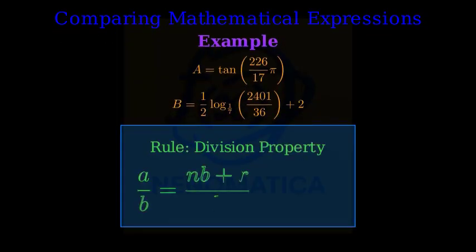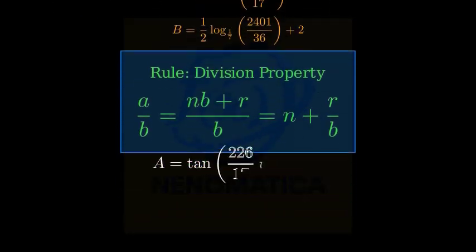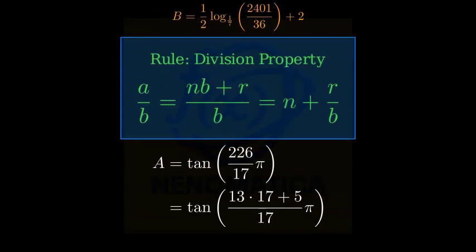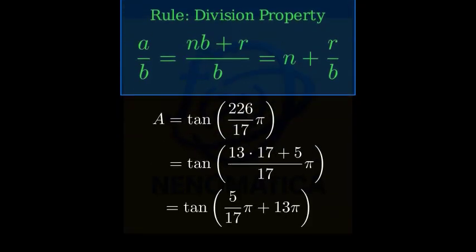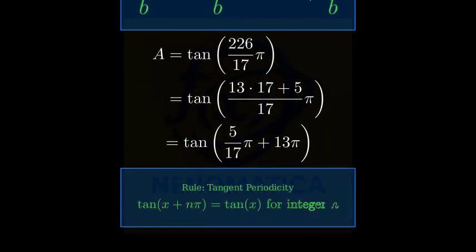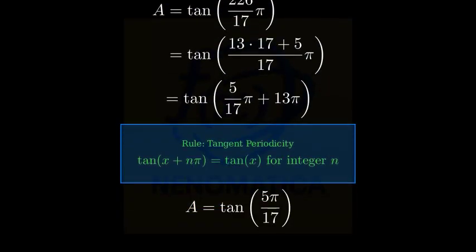First, we'll use the periodicity of the tangent function to simplify the argument. We can write 226 as 13 times 17 plus 5. This gives us tangent of 5 over 17 pi plus 13 pi. Now we can use the property that tangent has a period of pi, meaning tangent of x plus n times pi equals tangent of x for any integer n. Therefore, A equals tangent of 5 pi over 17.